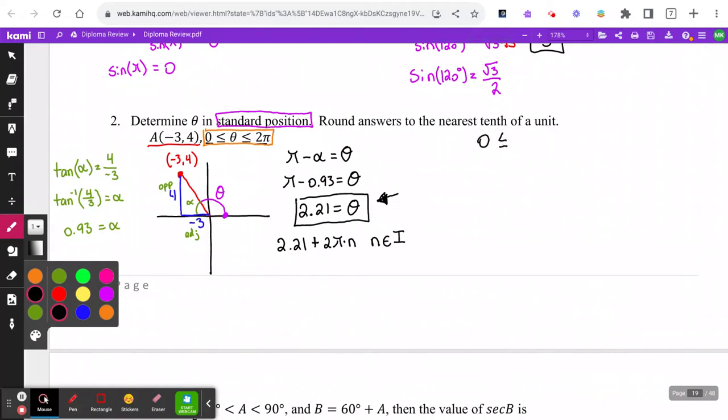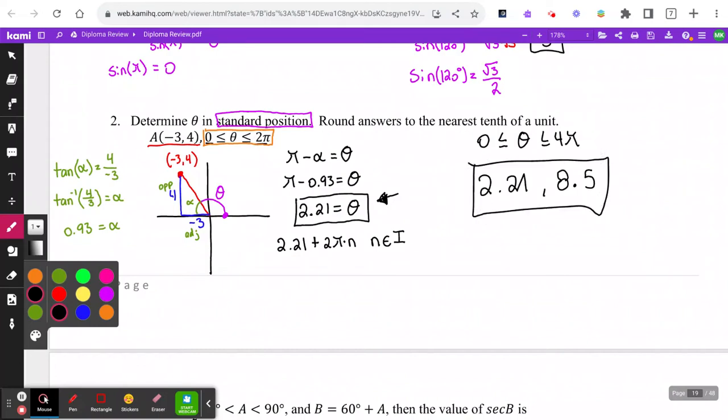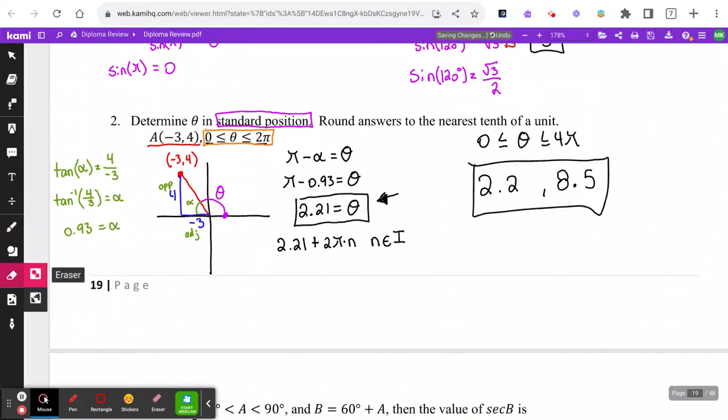Plus 2 pi would also be an answer then? Yeah. So if they gave you these boundaries, 4 pi is 2 spins, I would have 2 answers. I'd have 2.21. That'd be 1 answer. And I would have that plus 2 pi, which would be 8.5. And that would be in my boundaries 0 to 4 pi. It all kind of depends on that last portion. It's easy to just glance over that last portion. I would highlight it every single time because that's telling you boundaries. It's telling you where your answer can be.